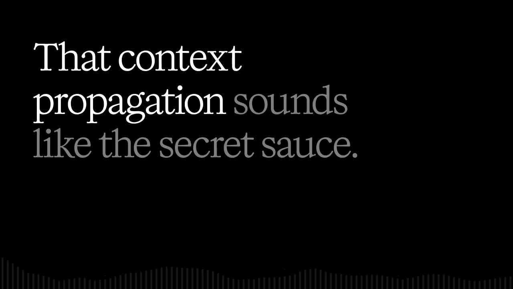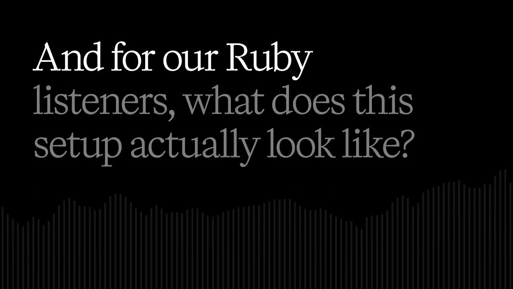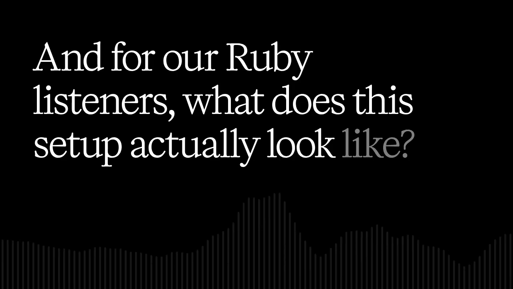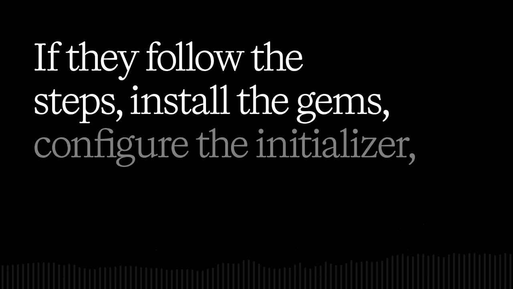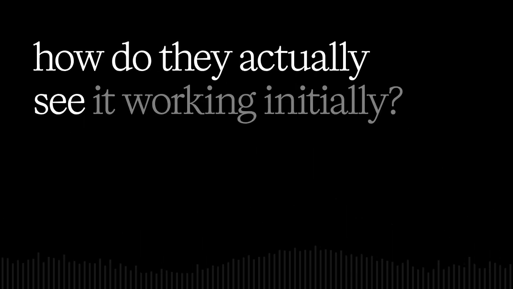Okay, that context propagation sounds like the secret sauce. And for our Ruby listeners, what does this setup actually look like? If they follow the steps, install the gems, configure the initializer, how do they actually see it working initially?